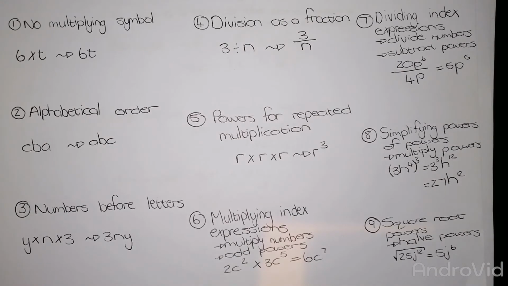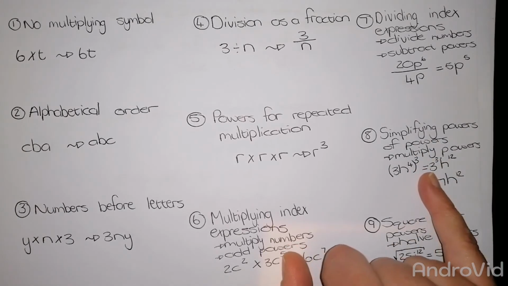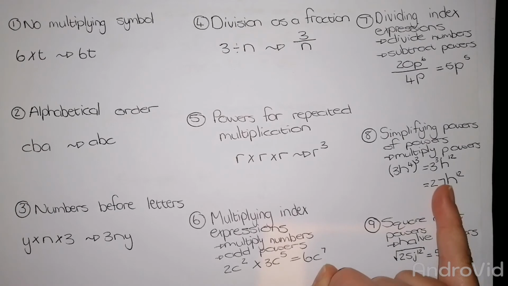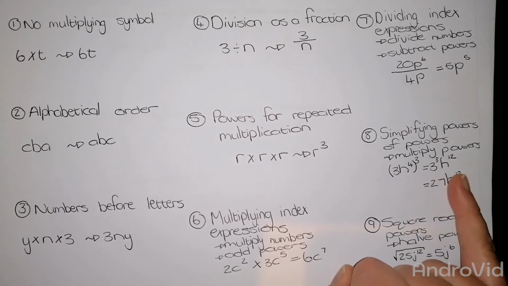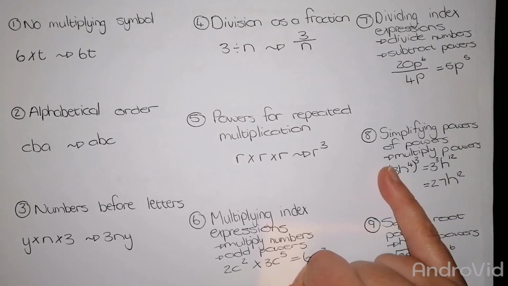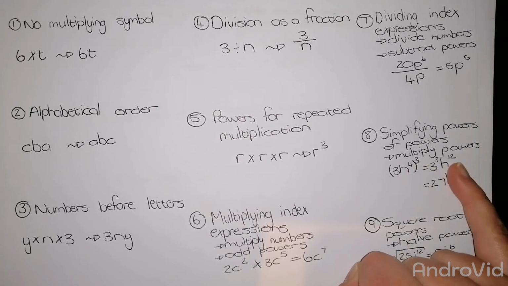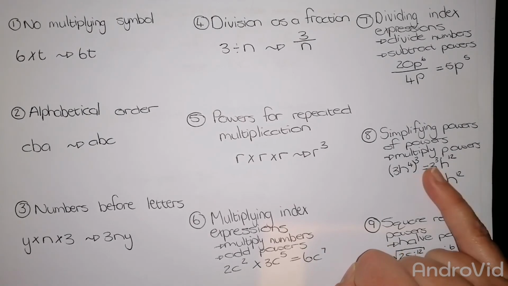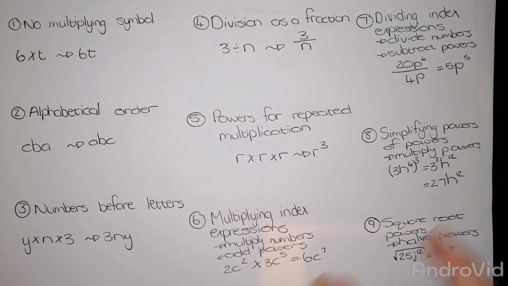The next one is simplifying powers of powers. What this means is when we have a bracket with powers inside the bracket as well as outside the bracket, the power that's outside the bracket is related to every single thing inside. So when we rewrite this, it's going to be 3 to the power of 3, h to the power of, we said when we are simplifying powers of powers, we multiply them. So 3 times 4 is 12. When we simplify that, we can simplify 3 to the power of 3, so that's 27h to the power of 12.